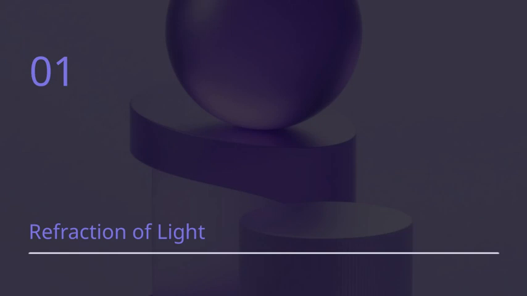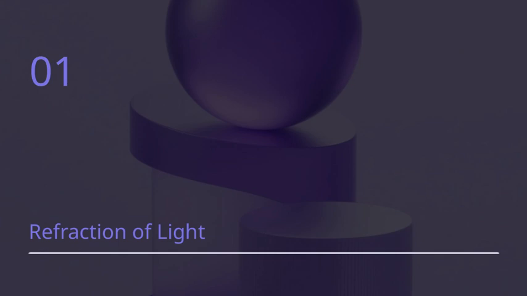Let's take a closer look at refraction of light. Refraction is the bending of light as it passes from one medium to another, like from air into water or glass. This bending occurs because light changes speed when it moves between materials with different densities. The key point here is that the amount of bending depends on the properties of the two media, specifically their refractive indices. This is why objects appear bent or distorted when viewed through a glass of water or a lens.